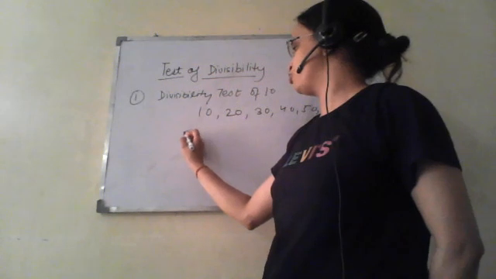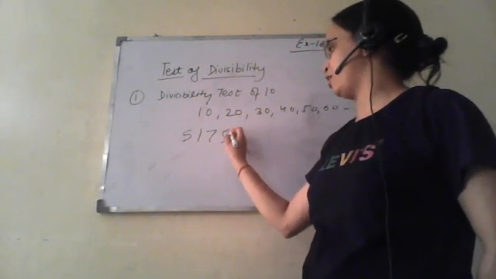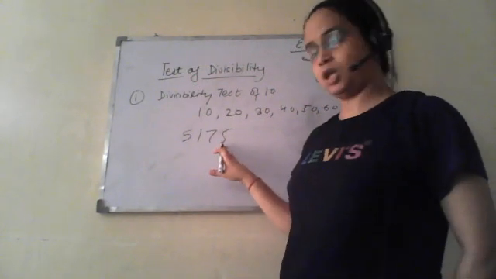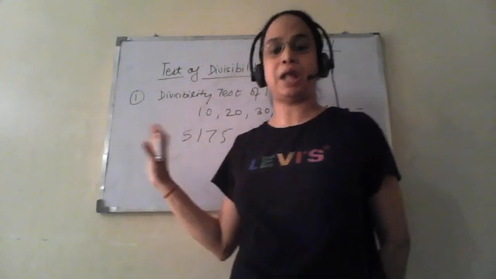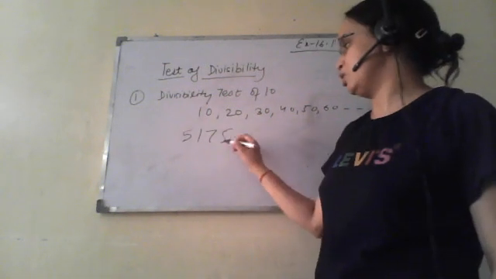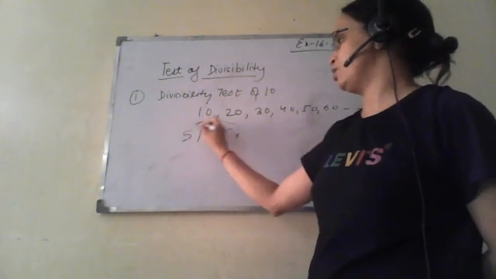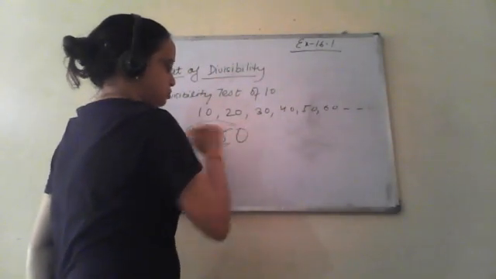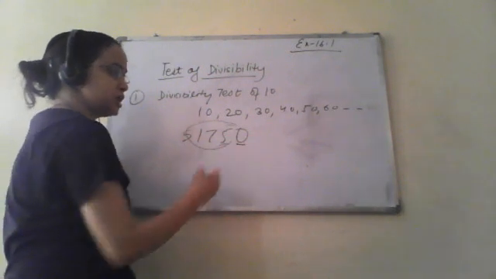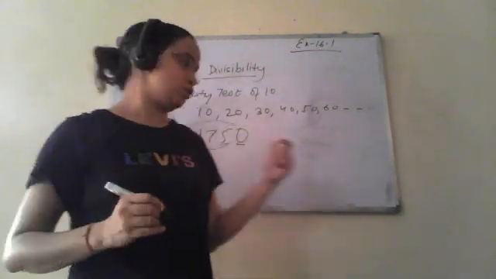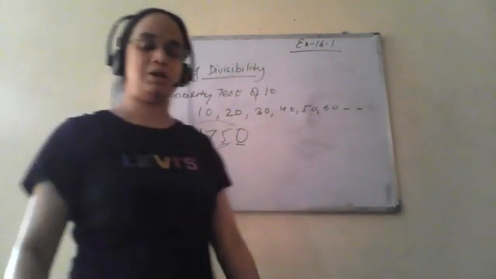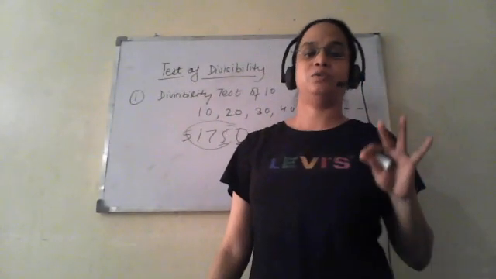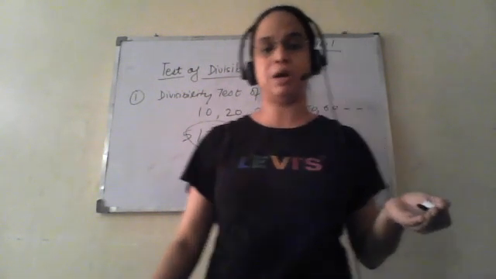Now this is 5175. What we have to do is check just the unit place number. If it is 0, then this number is divisible by 10, otherwise it is not divisible by 10. So it is 5, this is not 0, so this given number is not divisible by 10. Now what happens if I put a 0 ahead of this? Now the unit place number will be 0, so it will be divisible by 10. So for the divisibility test of 10 you have to check the unit place. If it is 0, then the given number is divisible by 10.